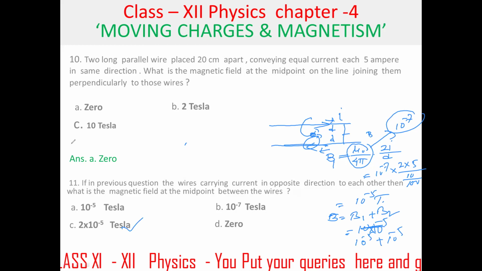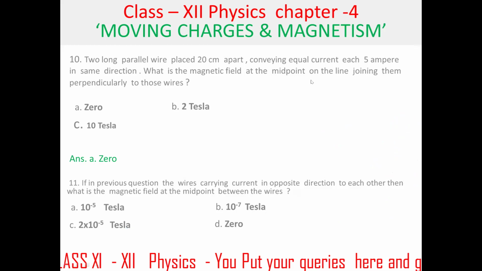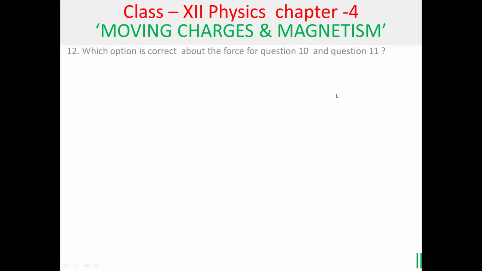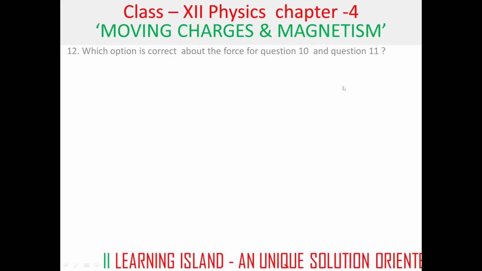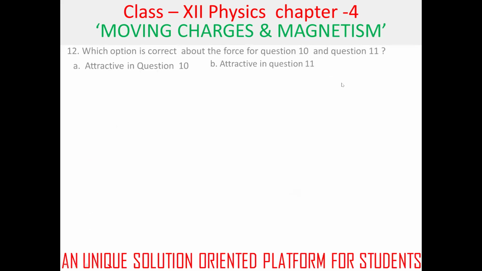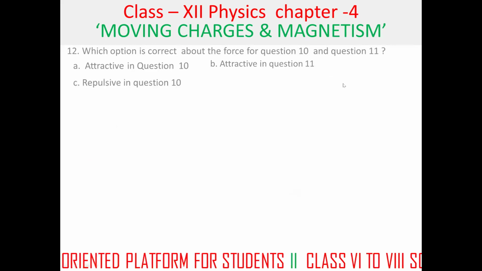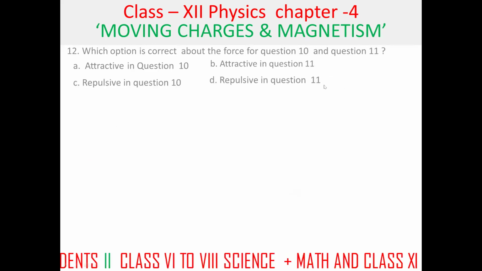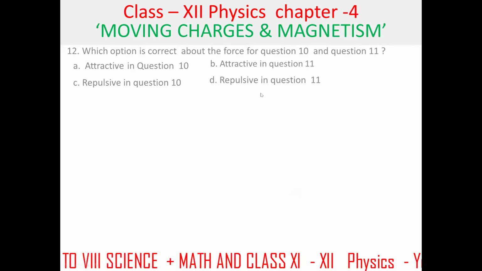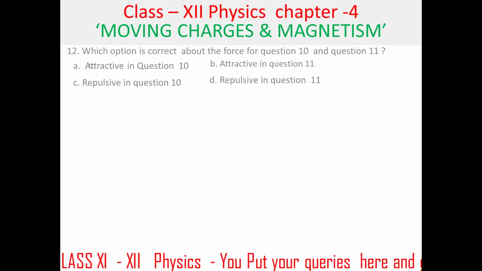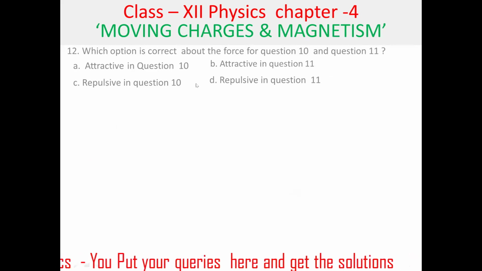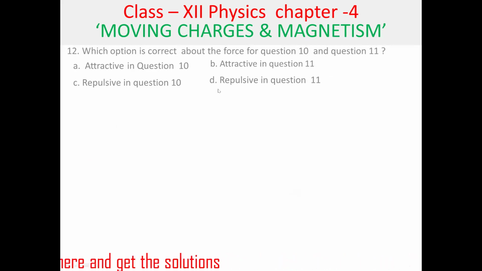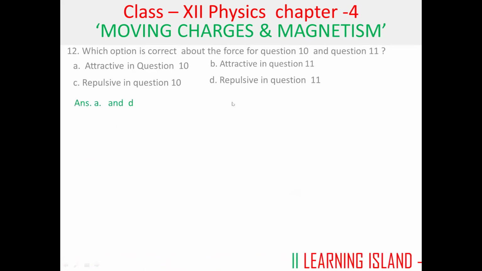So let us check the answer. The answer is yes. Now go to the next question without any delay. Which option is correct about the force for question 10 and question 11? Attractive in question 10, attractive in question 11, repulsive in question 10, repulsive in question 11. Look, if the currents are flowing in the same direction, then it's attractive. So attractive in question 10. This is the answer. If A is the correct option, and also in case of 11, repulsive force. Yes, option D. So the correct answers are A and D.